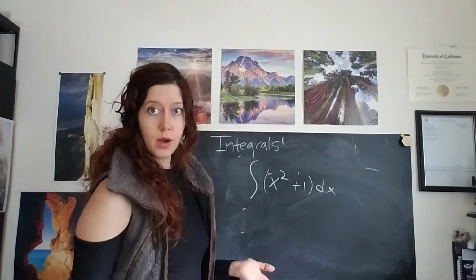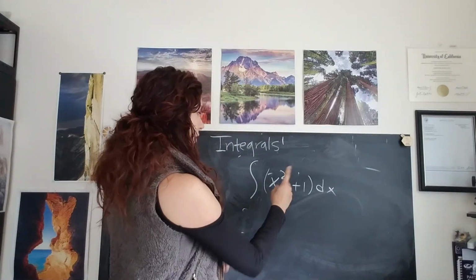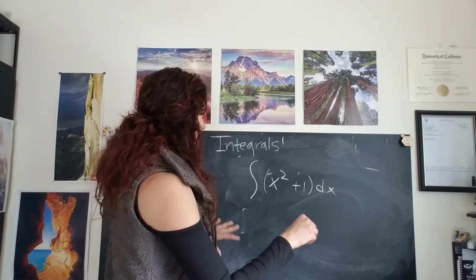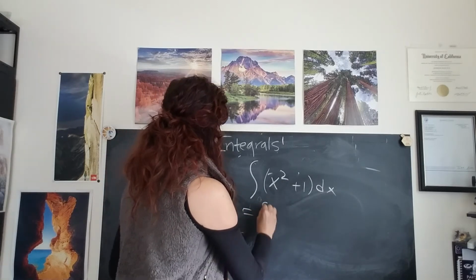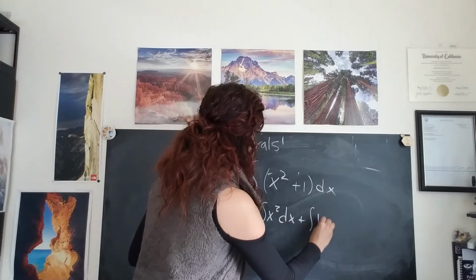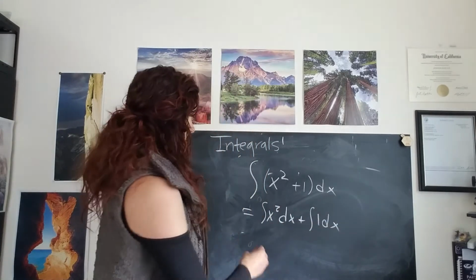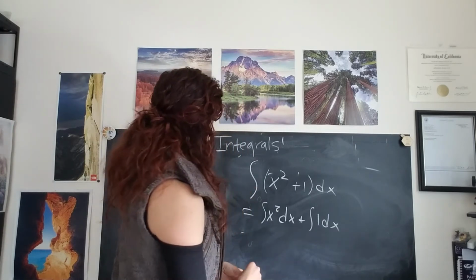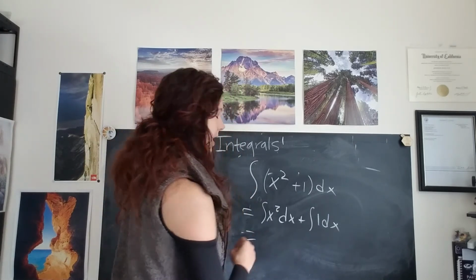Oh my gosh, what? So you treat the two parts kind of separately. You could also write this actually as the integral of x squared dx plus the integral of 1 dx, and you get the same thing. And so if you want to do that, I'll give you a second.